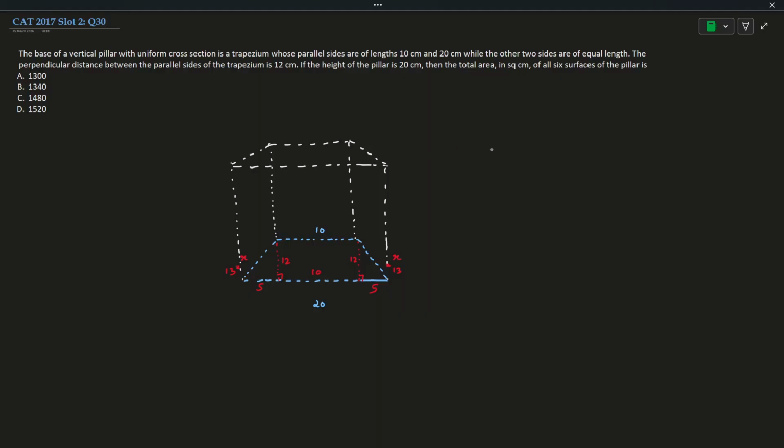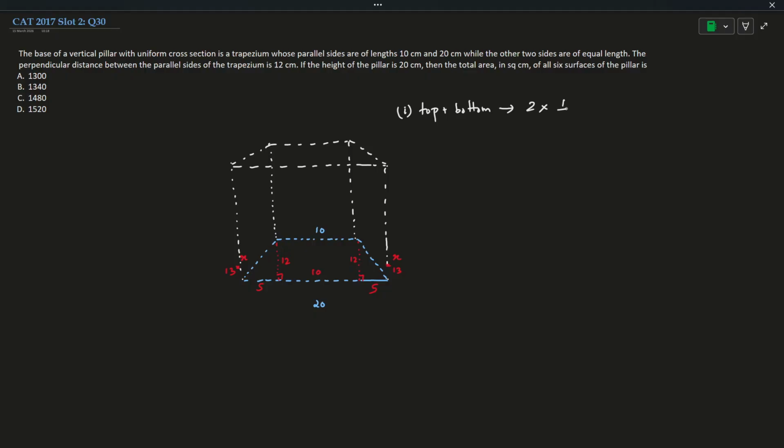This is the pillar. Now the top surface is also a trapezium, and it will be same as the base of the pillar, so the dimensions will be same. So the area of the top plus bottom surfaces, what will it be? These are two identical or congruent trapeziums, so 2 times the area of one of the trapezium.